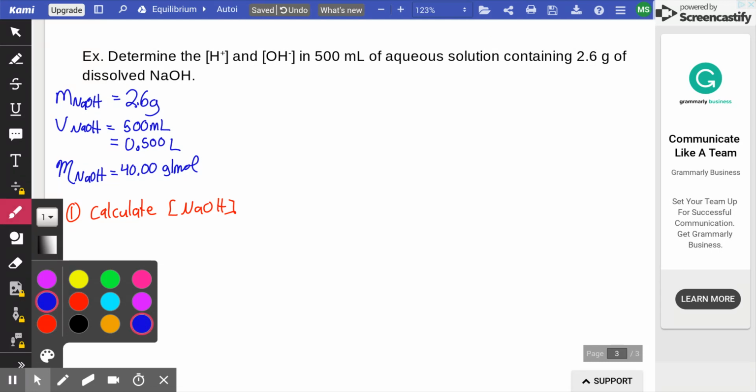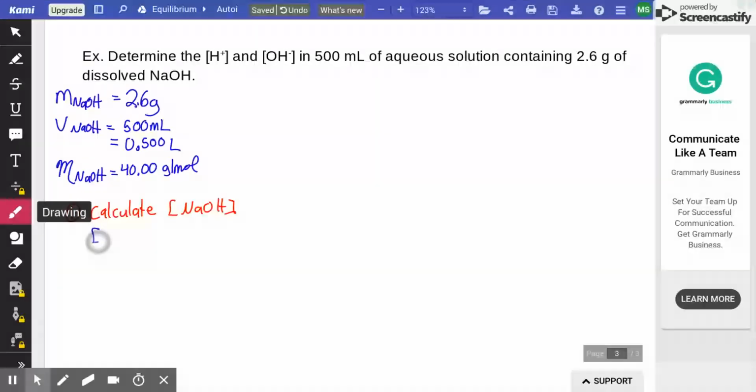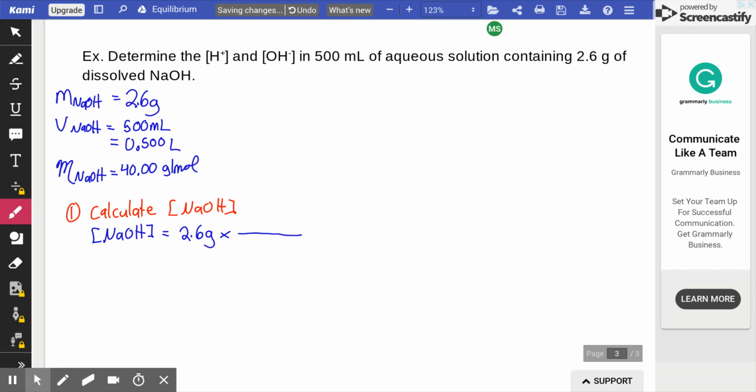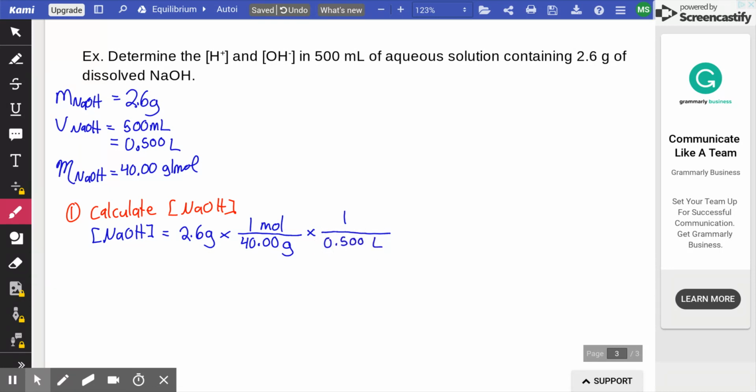The best way to do this is a factor label method. So the concentration of sodium hydroxide is going to equal our mass, and we're going to convert that mass into mole using our molar mass. We are canceling out our grams unit, and we want to keep our mole, so we put our 40 grams on the bottom and 1 mole on the top. Then we want to turn this into a concentration, and we need a mole per liter. So we just put a 1 up here, and we put our 0.500 liters down here.